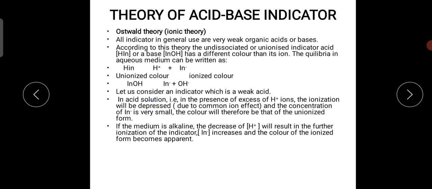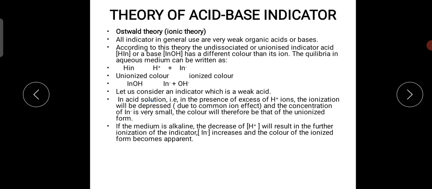So let's see an example. This is the unionized color, meaning the unionized indicator acid. When it dissociates, we get H positive plus indicator ion, so it becomes the ionized color. Likewise for a base, it dissociates and we get the indicator and one hydroxide, so it becomes the ionized color.